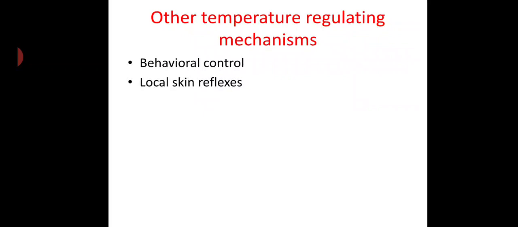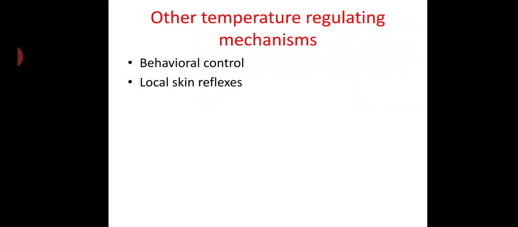Now we have already discussed various temperature regulating mechanisms in our first lecture, but a few are left. So let us finish. First is behavioral control, and second is local skin reflexes. Behavioral control is a very important temperature regulating mechanism in human beings. You all know human is a very intelligent animal. So by behavioral control, we can effectively regulate our body temperature. Let us give you one example.